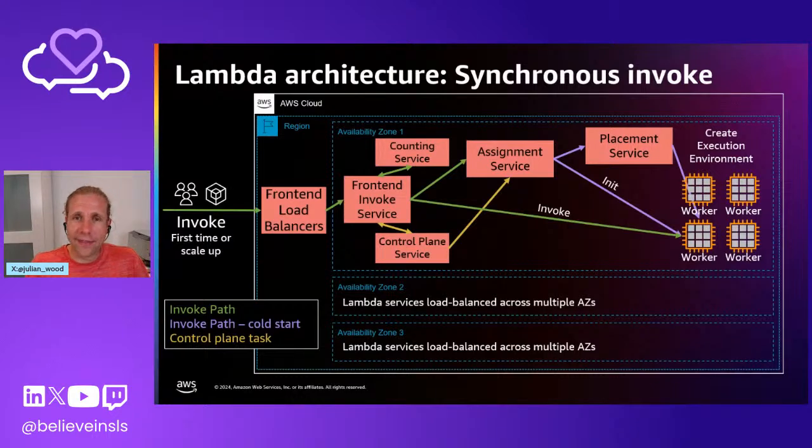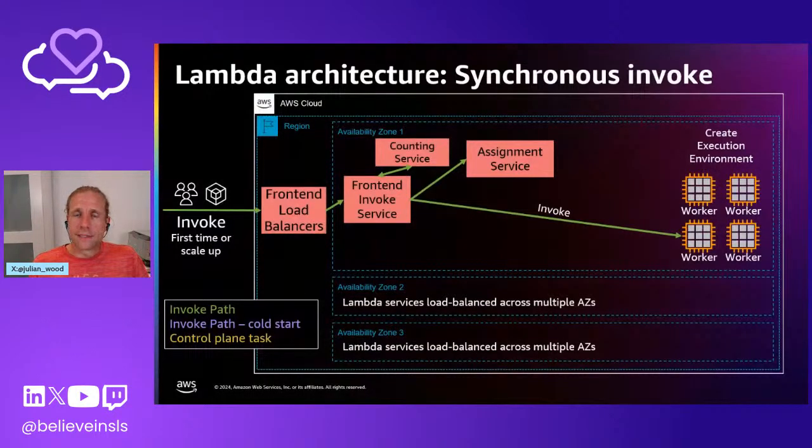And then your function is going to run the handler and send its results back through the front-end service to the original caller for the synchronous invoke. The worker is also then going to tell the assignment service, yep, I finished my invoke, I'm ready for a subsequent warm invoke. So when a subsequent warm invoke comes in, the front end checks the quotas, and the counting service talks to the assignment service, which says, yes, remember, I just told you there's a warm and idle execution environment ready, waiting for you. And then it's going to send that invoke payload to the execution environment on the worker, and your function runs the handler, and then the worker tells the assignment service it's ready for another invoke, and the process starts again.